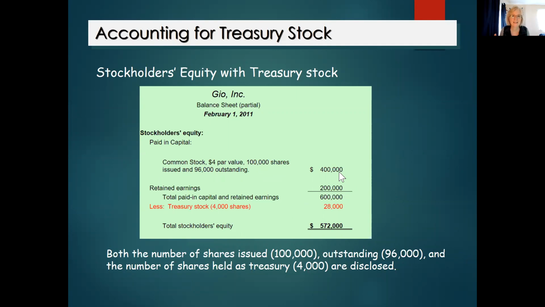So what's interesting to me is that the common stock account does not change when you purchase the treasury stock. It stays at the original value, the issued value. But we have this other account, treasury stock, that shows how much they bought back. So it's a little bit like going back to the equipment account minus the accumulated depreciation. We hold that common stock account at the original issued amount.